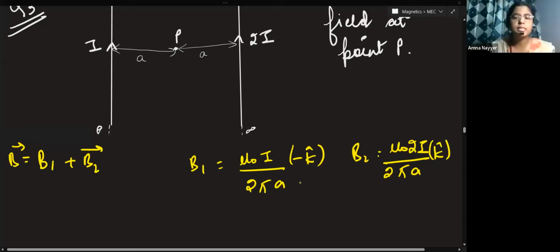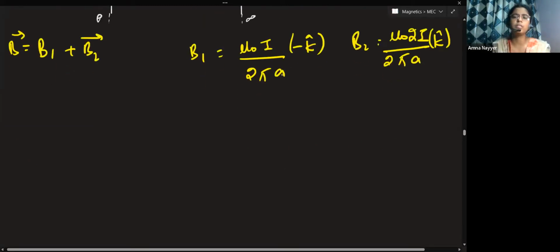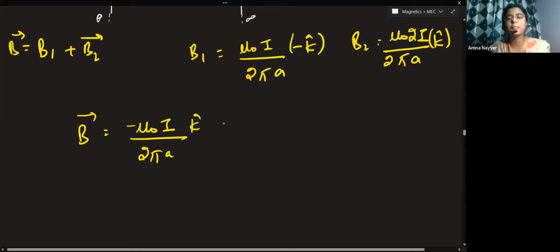So B1 is this, B2 is this. Now we just have to find out the net magnetic field. So this is simple now. This was the task to do. This you people can easily do. This will be mu naught I by 2 pi A minus K cap plus mu naught 2I divided by 2 pi A K cap.